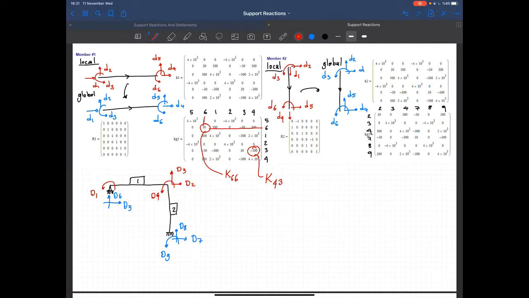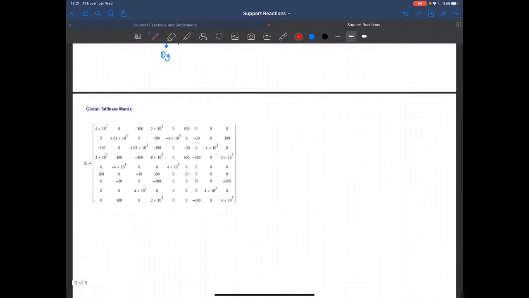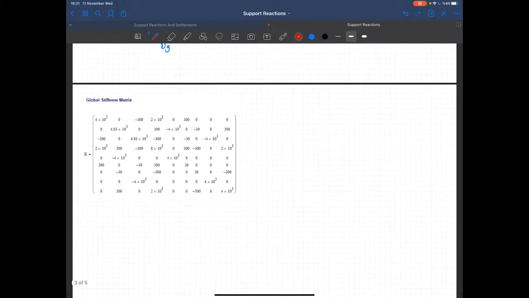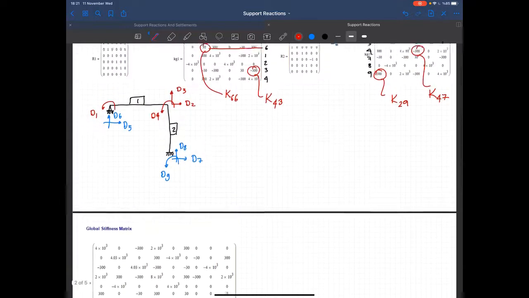Okay, so for example, this number will go to K29, or this number will go to K47. So you just take every number and add it in its location in the structural stiffness matrix, and at the end of the day you will obtain a 9 by 9 global stiffness matrix. Okay, so let's partition it. Let's divide it into pieces.